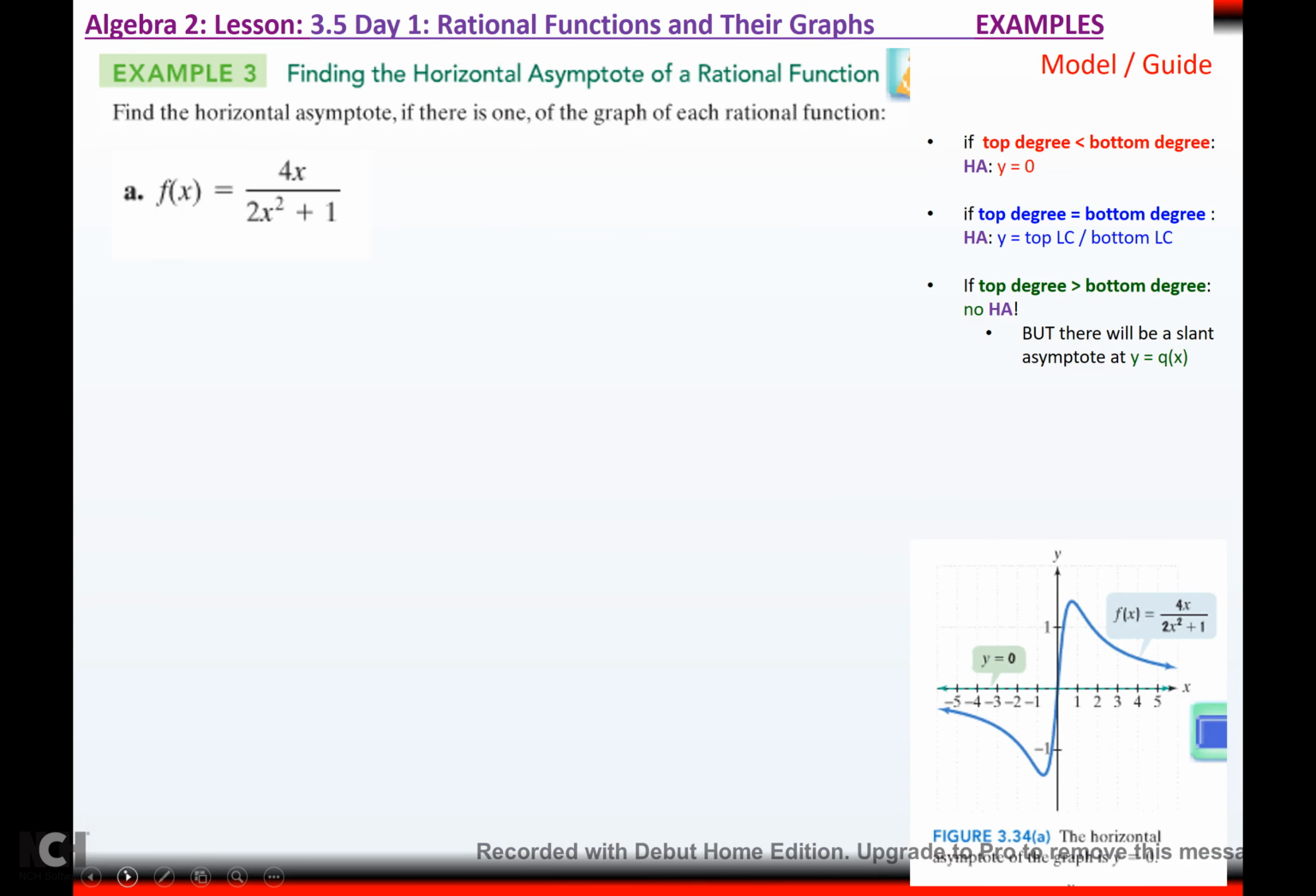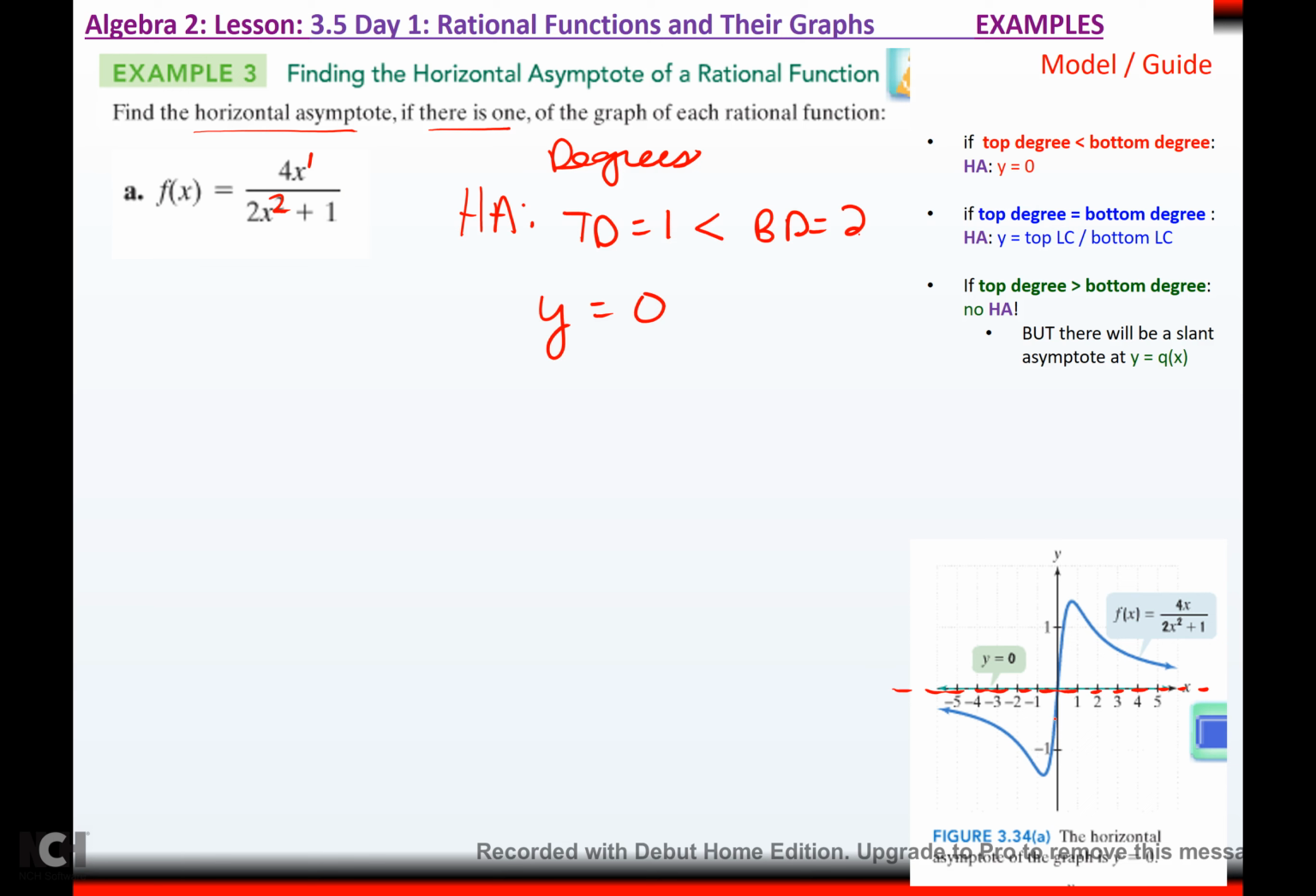So it says, find the horizontal asymptote, if there is one, of the graph of each rational function. To find horizontal asymptotes, we look at degrees. My top degree is 1. My bottom degree is 2. So my top degree is smaller than my bottom degree, which means my horizontal asymptote is going to be at y equals 0. And if you look at this, here's the horizontal asymptote y equals 0. Now it does actually cross it, but do you see that this function will get closer and closer to it but never touch it? And on this end it'll get closer and closer but never touch it.